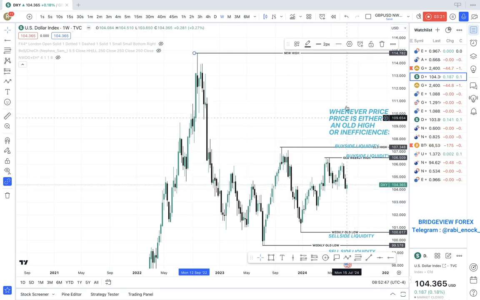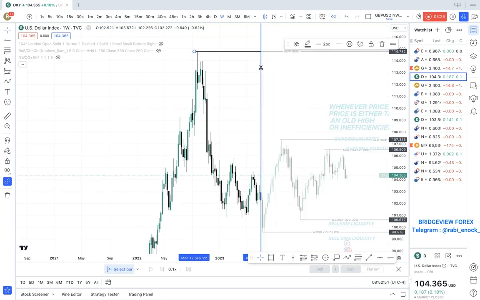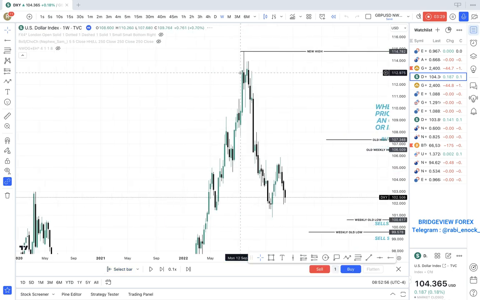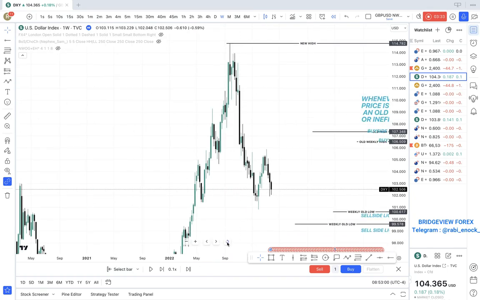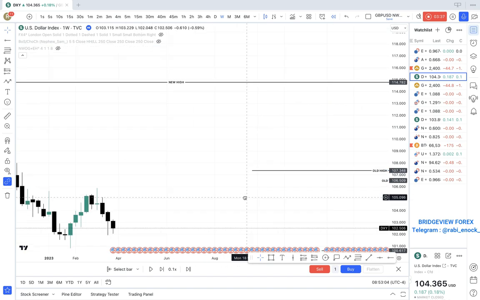Let's pretend that is not here. Let's go back. This is a paid-for TradingView indicator, so you might not get it unless you buy it.